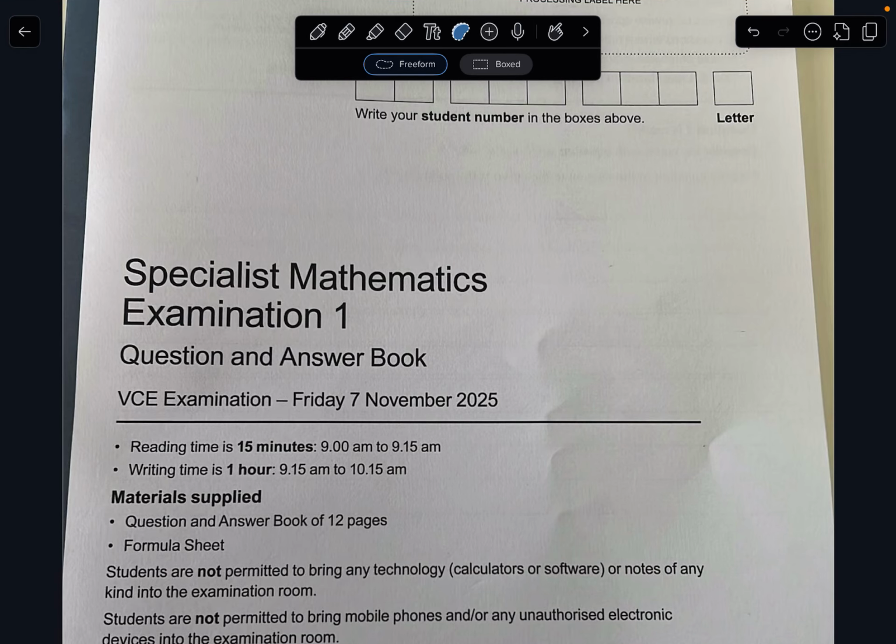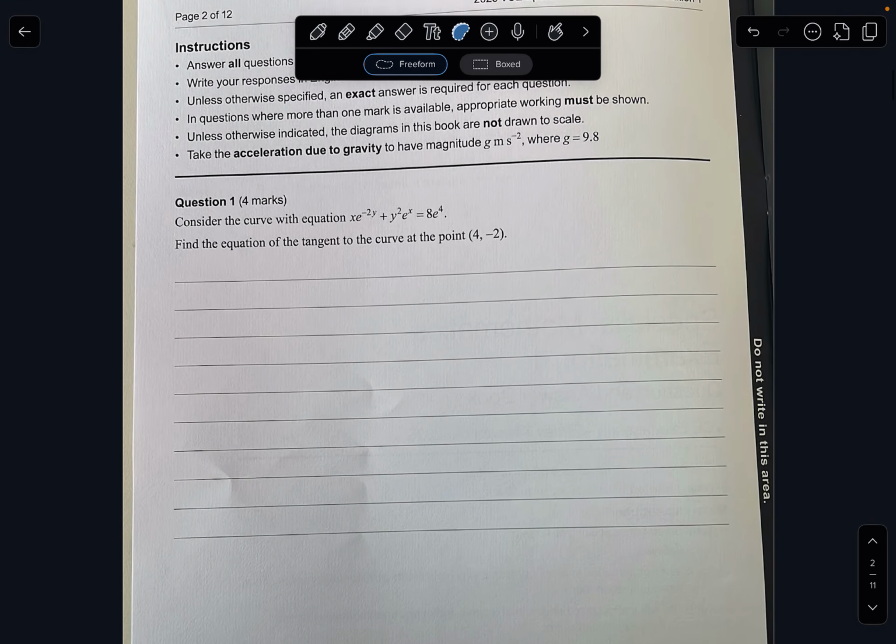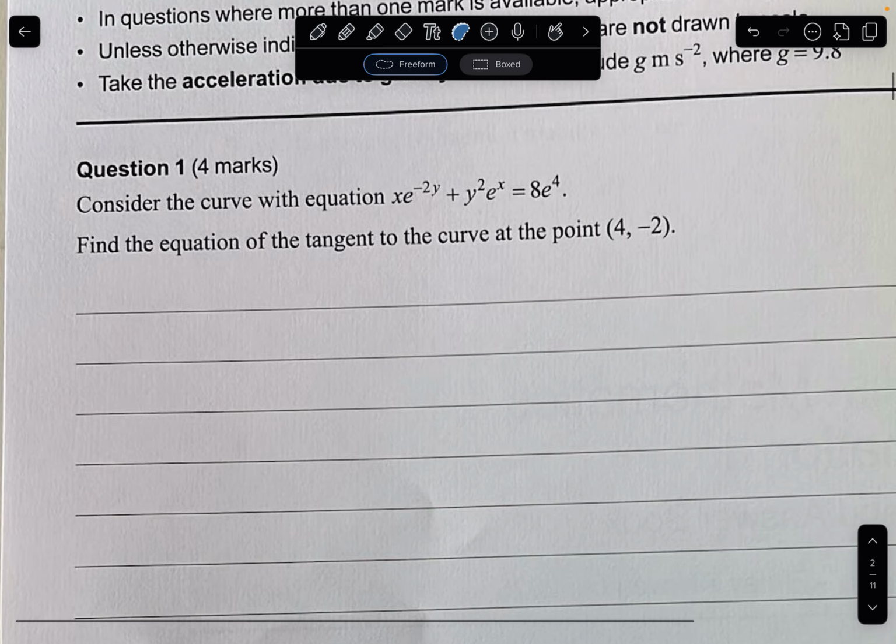Hey everyone, here's the Spec Exam 1. I haven't heard anything about it, so we'll find out. Find the equation of the tangent to the curve.